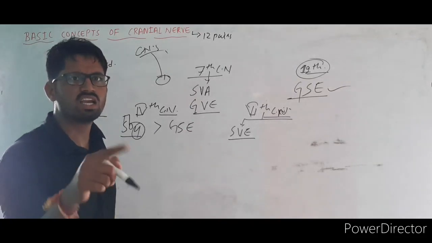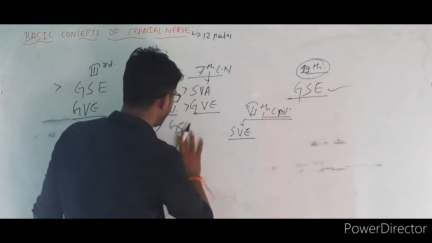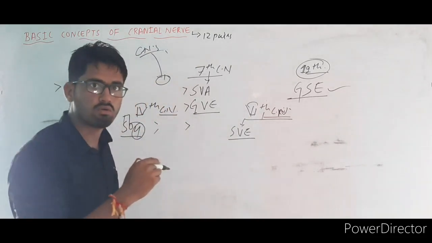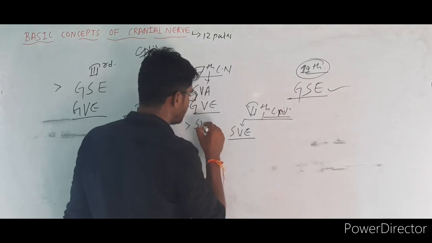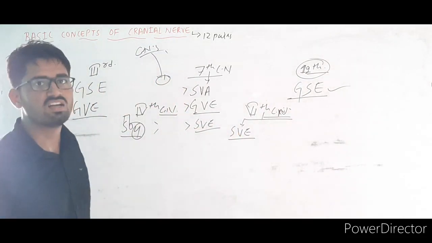Pharyngeal arch. The second is from the seventh cranial nerve. So right here, this is one. Second, right here. Third also, same here. So this is how you have to remember the things.